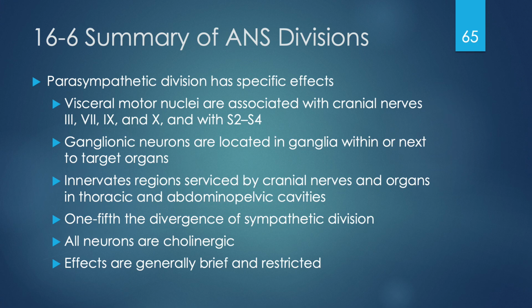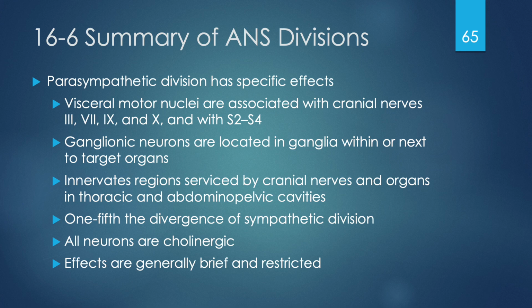The parasympathetic division, in summary, has specific effects on local sites. So the visceral motor nuclei that are associated with cranial nerves 3, 7, 9, and 10 are going to have an effect here, and with S2 through S4. So remember, this is the craniosacral division, and the sympathetic division is going to be our thoracolumbar division.